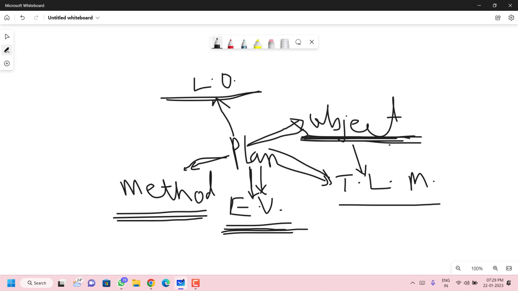Then you have to decide what objective you will have, what TLM you will have. It is not like that, you know, everybody is talking about ICT, so ICT tools I will be using. You have to also see the ability, you have to also see your skill, everything you have to see. So that is the connection of these four things.